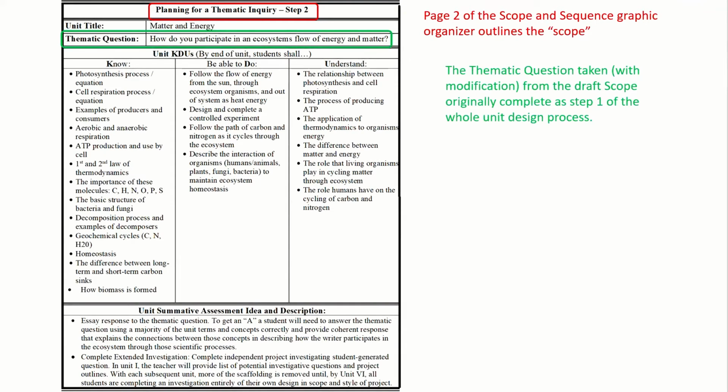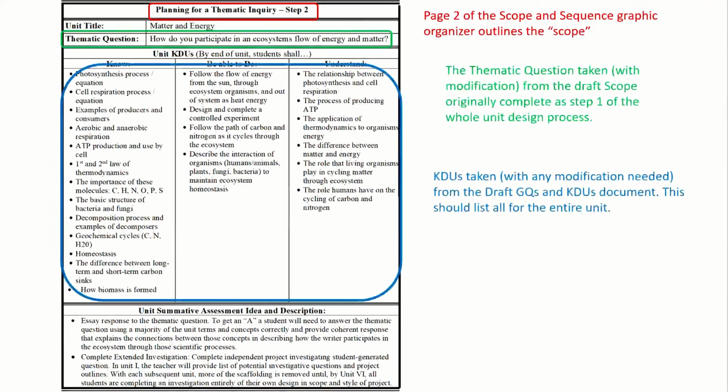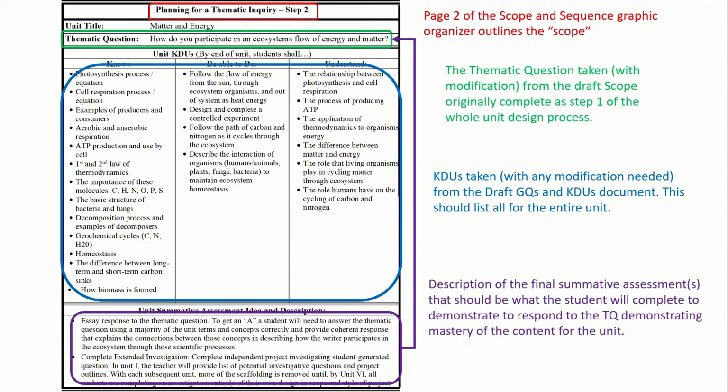I've taken the thematic question from the draft scope I did as the first step of the unit design process. The KDUs come right from the draft guiding questions and KDUs document. Note that this example doesn't show all that I actually used in this unit, so that I could fit it on one page in the book. The more complete you make this list, the easier the rest of the steps will be. And lastly, I've got a detailed description of the summative assessment that aligns to the thematic question.